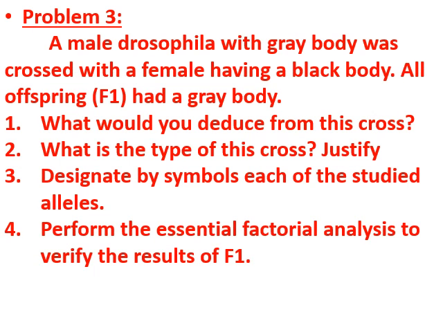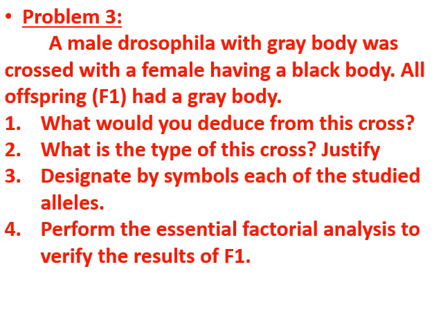Problem number 3. A male Drosophila having a gray body was crossed with a female having a black body. All the F1 offspring had a gray body. What can we deduce from this cross? Since all F1 have a gray body like one of the parents, then the parents are pure and the allele coding for the gray body is dominant over the one coding for the other color, which is the black one. What is the type of this cross? It's a monohybrid cross since the parents are pure and they differ in only one trait.